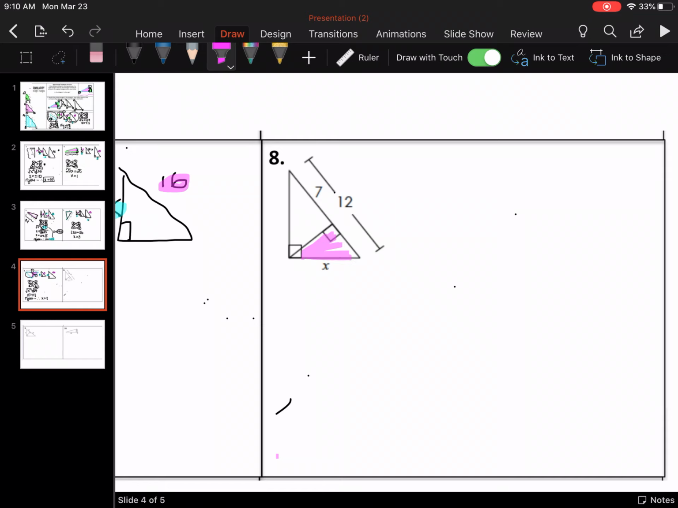Middle. So that one we only know the hypotenuse. Middle.